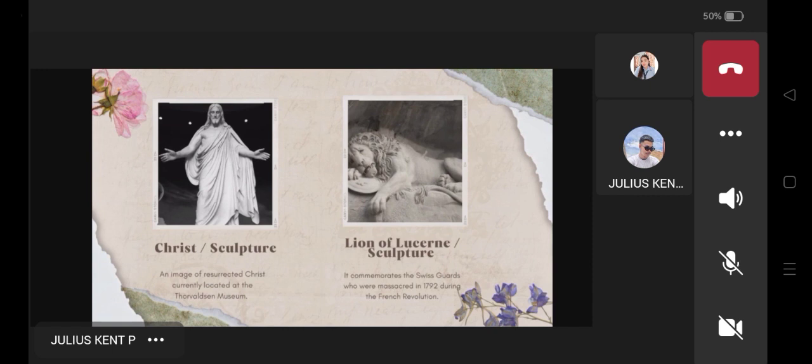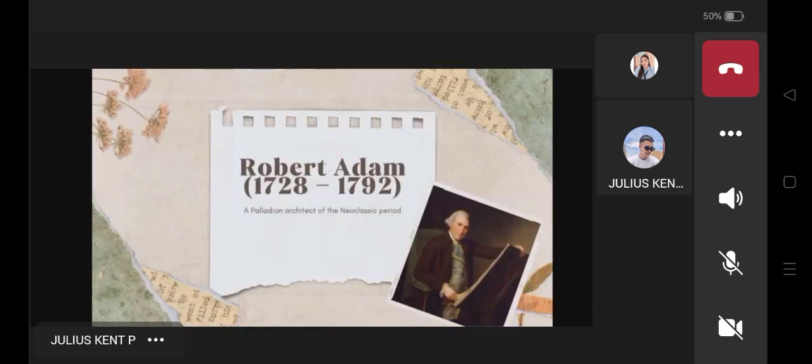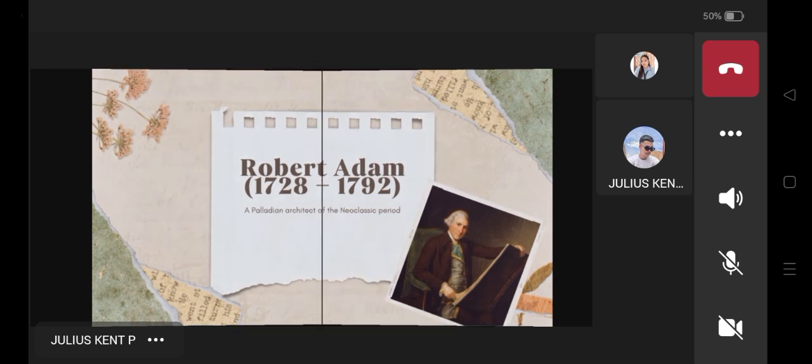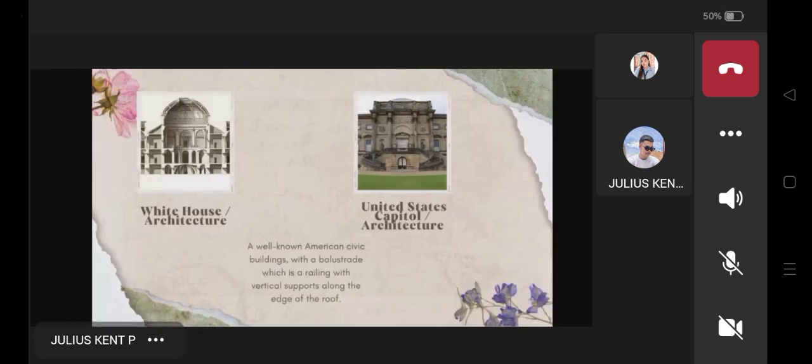So, ito yung next na artist natin. Si Robert Adam. A Palladian architect of the Neoclassic period. Robert Adam naman ay pinanganak noong July 3, 1728 sa Kirkcaldy, Scotland. Tapos namatay siya noong March 3, 1792 sa age na 63 sa London, England. Tapos ito yung mga famous na architecture niya. Yung una, yung White House.